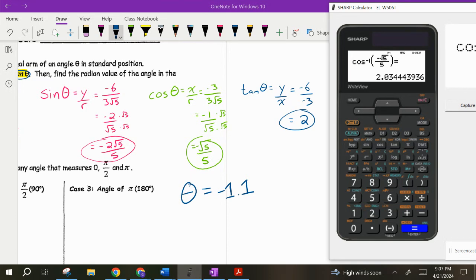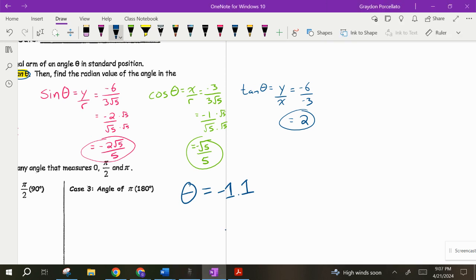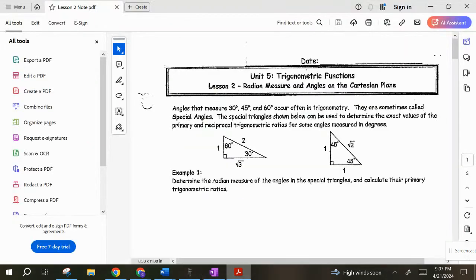I know why that's not working. Okay, just give me one second. I'm just going to write that down. 2.03. I'll show you why that's not working. Just a moment.